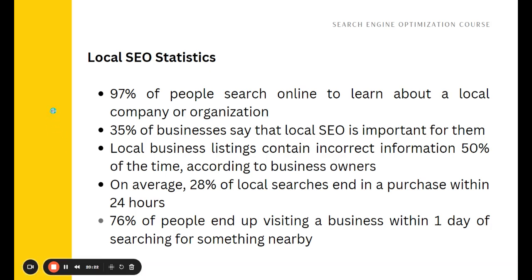So just some local SEO statistics. 97% of people search online to learn about a local company or organization. So it's pretty important to optimize for local SEO, especially if you're trying to target a certain location. 35% of businesses say that local SEO is important for them, which should be more. A lot of businesses that are trying to target locally don't take advantage of local SEO. A lot of business listings don't contain the correct information, and this hurts your search engine rankings because it confuses the search engines.